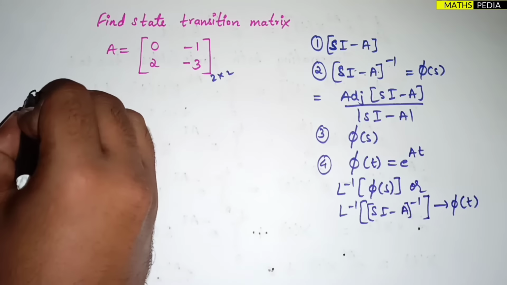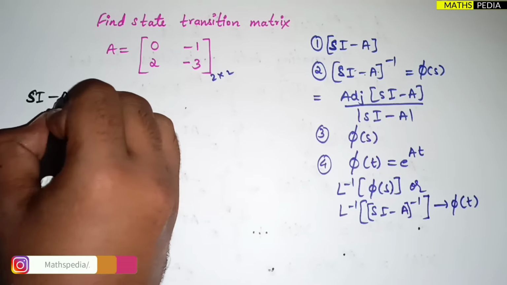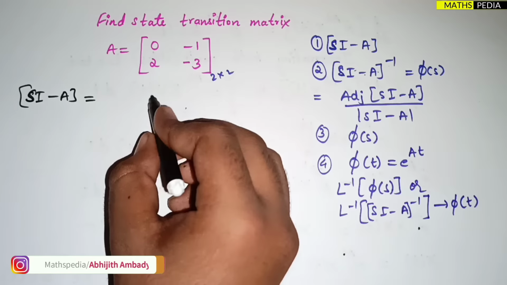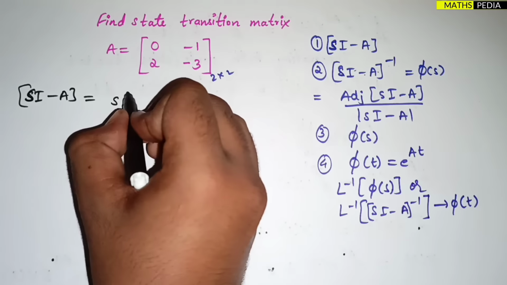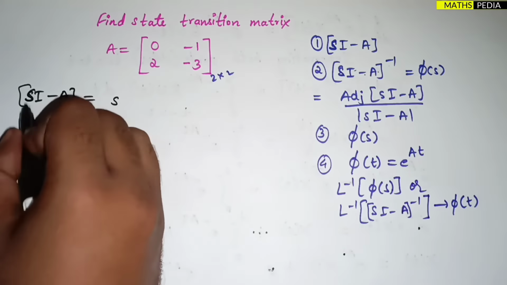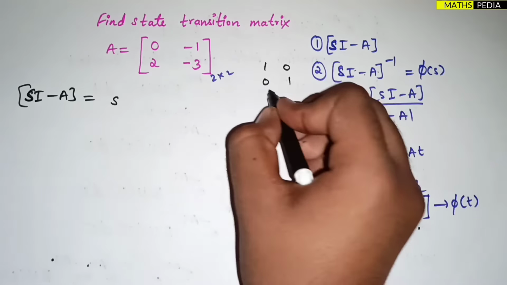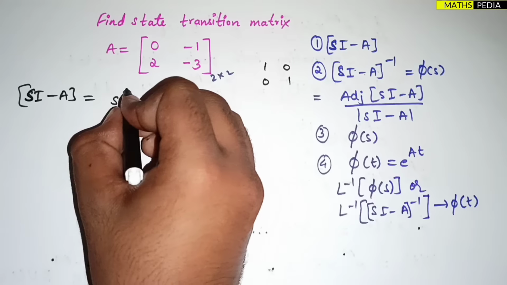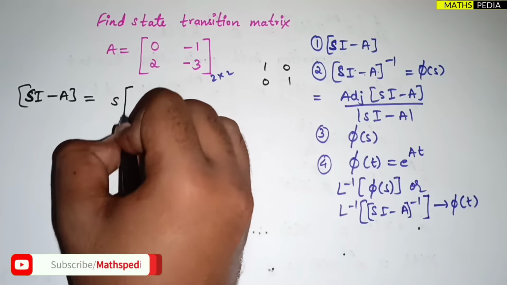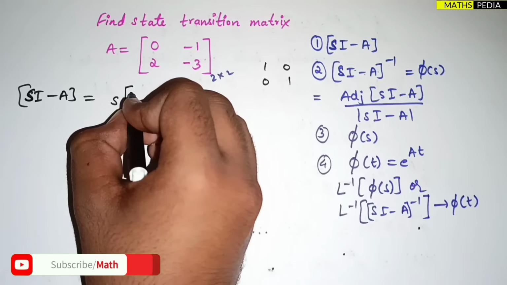So sI, small s, minus A. The matrix A is given. So s into I, what is I? I is nothing but the identity matrix, 1 0 0 1. If it is 2 cross 2, you have to look at A, the A matrix. Since it is 2 cross 2, I is a square matrix.